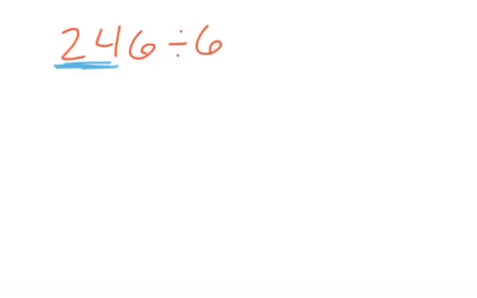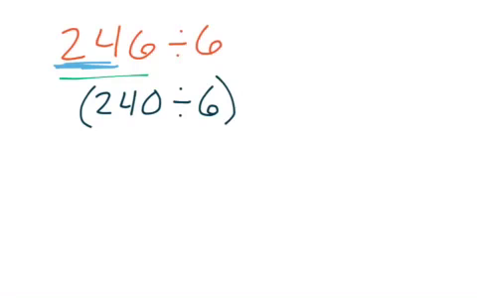The most important part when you're thinking about this, though, is that you think about the value of your numbers. Because right now, the number that I'm looking at is in the hundreds place. So when I'm thinking about 24, I'm really thinking about 240. So when I break my number apart, I have 240 divided by 6. That's the first piece I'm working with. And then my next piece that I have to work with is the difference. I have to subtract. 246 minus 240, and I'm left with 6.